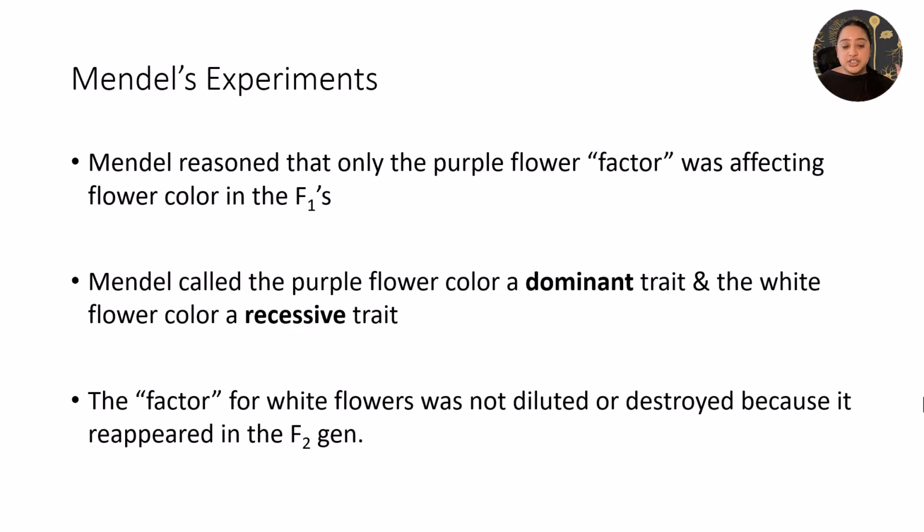And so, yeah, that factor for white flowers, whatever factors into these flowers being white, wasn't diluted, it wasn't destroyed, it just was kind of hidden for a generation. And so this was a huge deal. The factor for white flower color was not diluted. It wasn't a very diluted purple that came out white, and it wasn't destroyed. It's still there. It was just not allowed to be expressed because the other one was dominant. And so he gave these things these names.